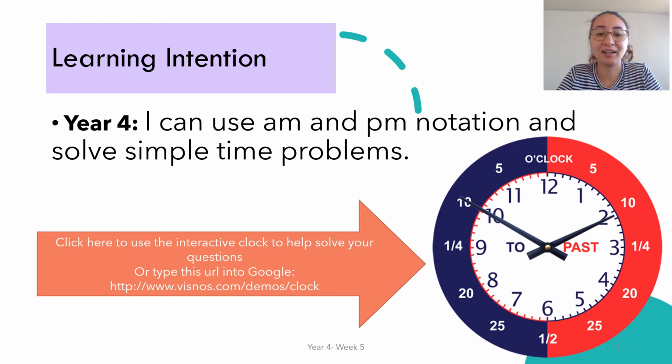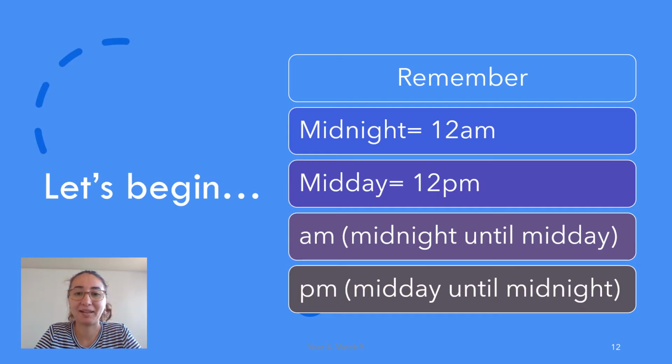Okay, now here I've got a link. You can use this or type it into your web browser. It's an interactive clock. It doesn't look like the one on the screen, but it's the one we use in class as well. This will help you with some questions, and you can also use it to just have some fun and make some times. So remember, midnight equals 12 AM, midday is 12 PM, AM is from midnight until midday, and PM is midday until midnight.